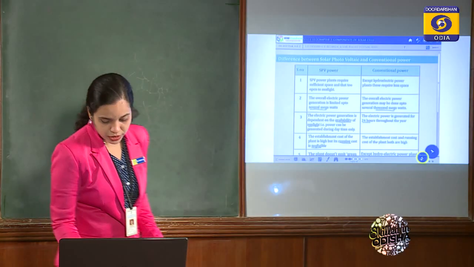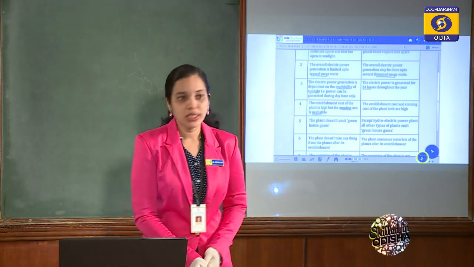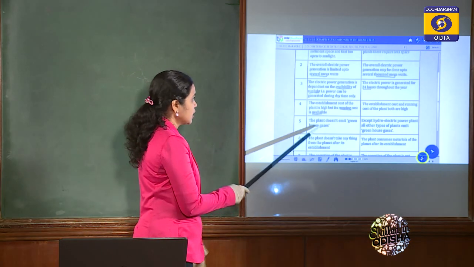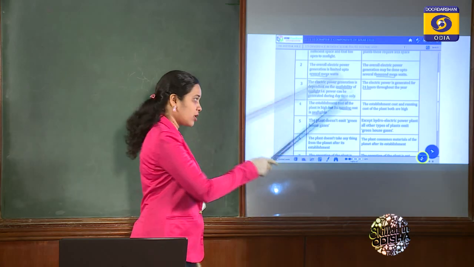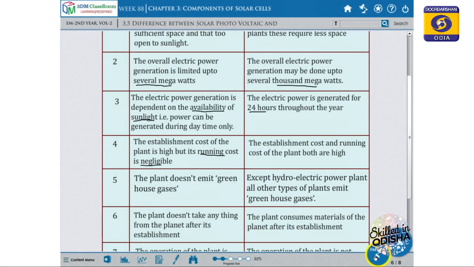The establishment cost in both cases, solar power plant and conventional power plant, is high. But the maintenance and running cost of the solar power plant is very low, and in a conventional power plant the maintenance cost is also high.